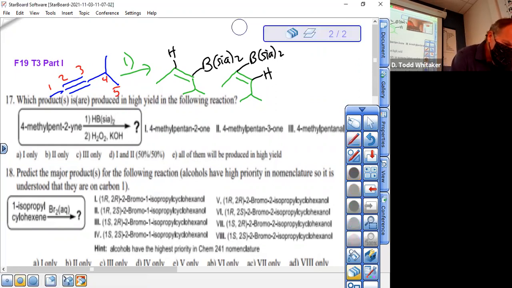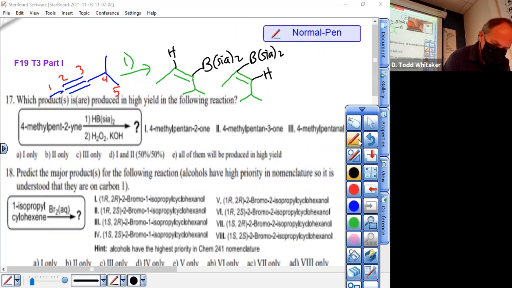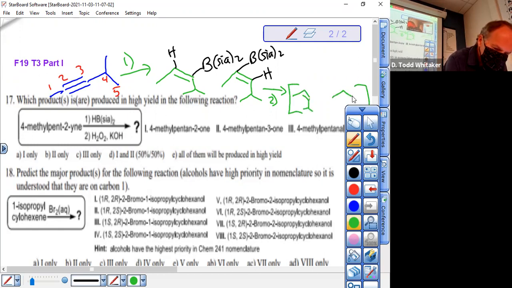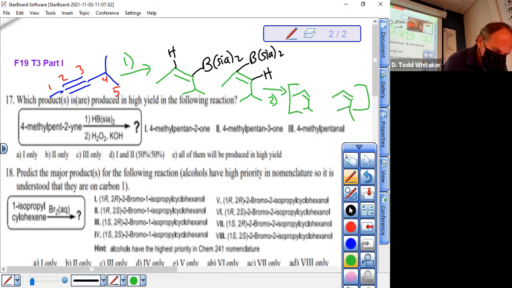Step 2 generates, and this is a thorough review I'm doing here. You don't have to show me any of this stuff. These intermediates are generated in step 2. They are not the final products. One has the OH on this carbon. The H was there from step 1. H from step 1 here, OH here. These are called enols. They are not the final product.